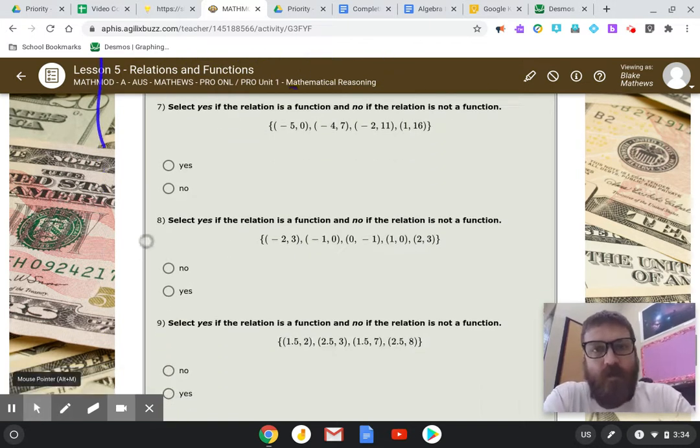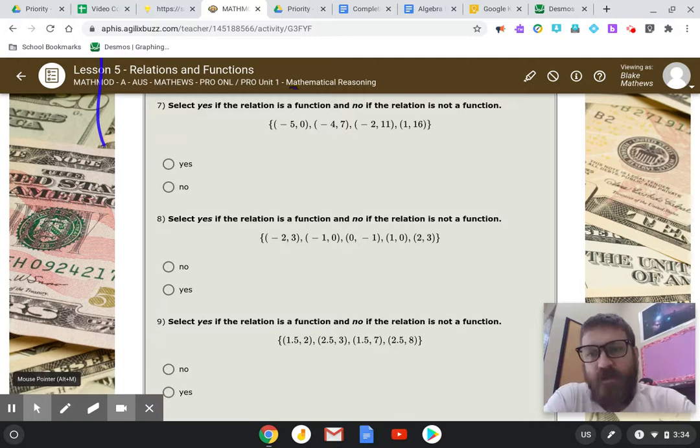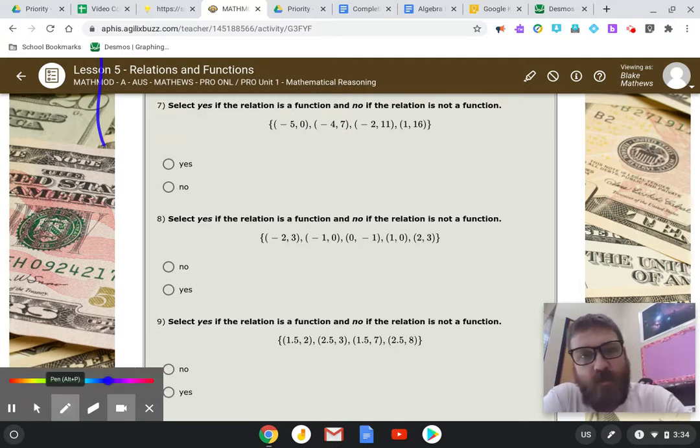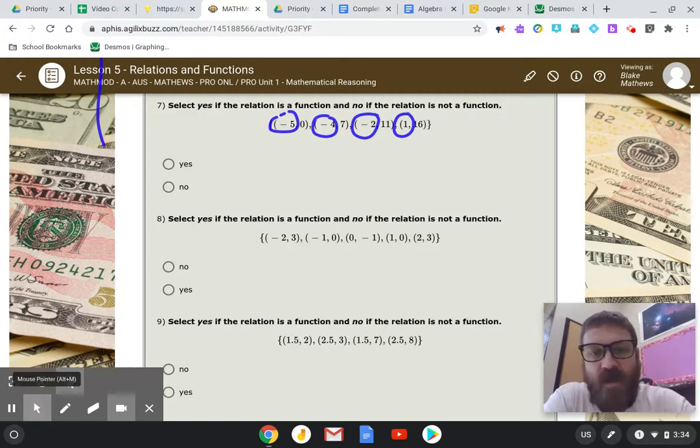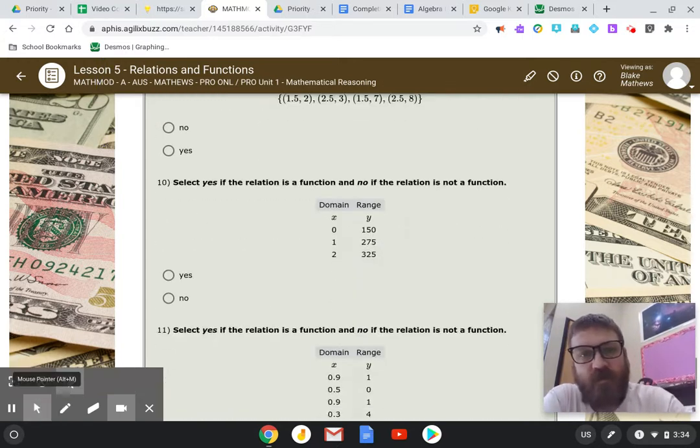Let's go up. The rest of this is simply the same idea. Select yes if the relation is a function and no if it's not. I'll say it one last time. If any of the domain values repeat, the answer is no. And that is it. That's the whole rest of this lesson.